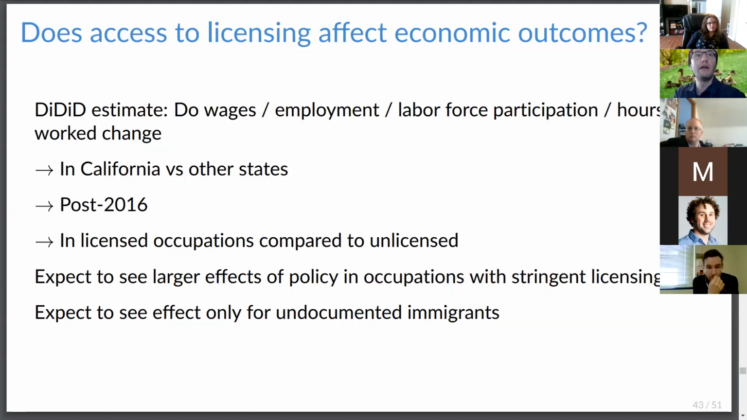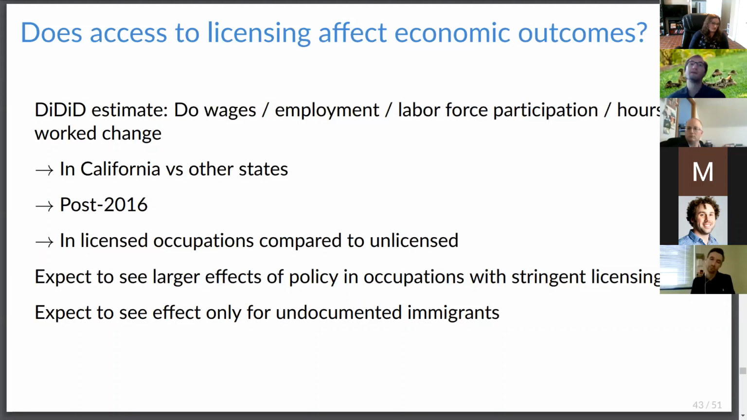Okay, and so the question I'm trying to answer is, does this access affect economic outcomes? I'm going to try to approach that using a triple difference estimate. My three differences are, first, I'm going to be comparing California to other states. I'm going to be comparing pre-post 2016, and I'm going to be interacting that with this continuous measure of licensing stringency. And so you expect to see larger effects of this policy in occupations with the most stringent licensing.